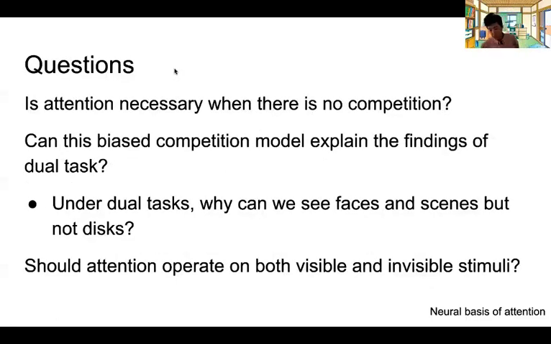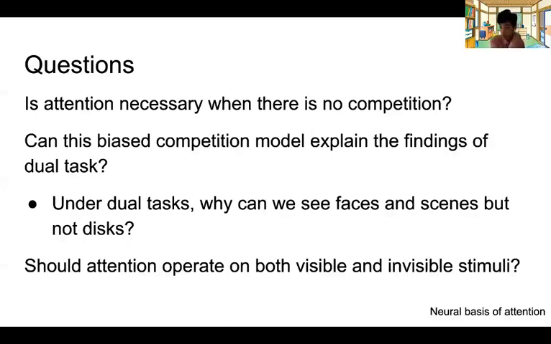So next week, we are going to address several questions. This is a bit of a preview. Is attention necessary when there is no competition? I talked about many of the neural bases of attention as coming from competition. So if there is no competition to begin with, is there any role for top-down attention? That's one question. And can this biased competition model explain the findings of the dual task? That's another question.